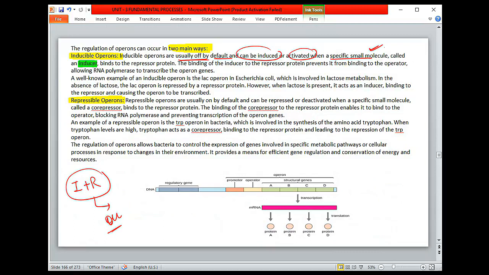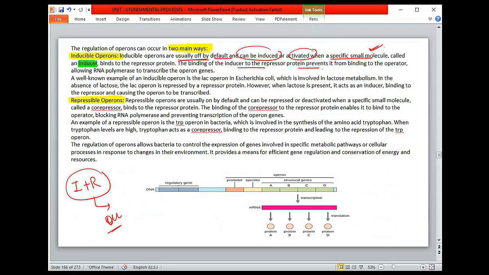Initially it is in the off scenario, it is not doing the work. As and when the specific signal is taken up by this particular operon, and the stimulus is that you need to get turned on for getting the functionality done, there occurs the synthesis of a small molecule called an inducer, which binds to the repressor protein. The binding of the inducer to the repressor protein prevents it from binding to the operator, allowing the RNA polymerase to transcribe.